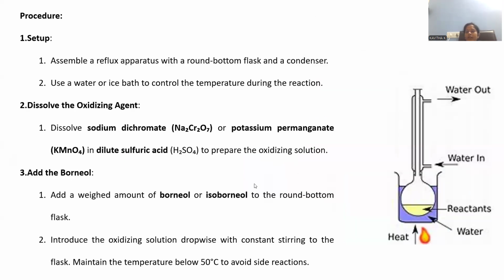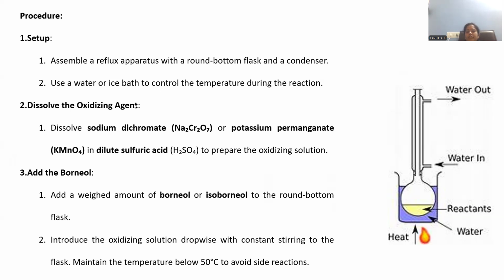Now, let's go with the process of the synthesis setup. Assemble the reflux apparatus, round bottom flask and the condenser. The round bottom flask and the condenser are to be fitted over there. Use a water or ice bath to control the temperature during the reaction. While heating, the reactants will be heated and the temperature will be raised. In order to control the temperature, in another container you can take an ice bath as well, right? That is to control the temperature.